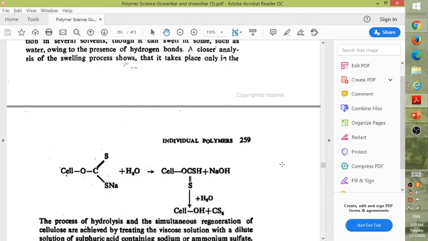Mostly cellulose is dissolved through chemical reaction. In industry, cellulose is usually dissolved and subsequently reprecipitated in a pure form. This form of cellulose is known as regenerated cellulose. So if anybody asks you what is regenerated cellulose, you can tell them that in industry, cellulose is usually dissolved and subsequently reprecipitated in the pure form. We'll see this in detail as we go ahead.